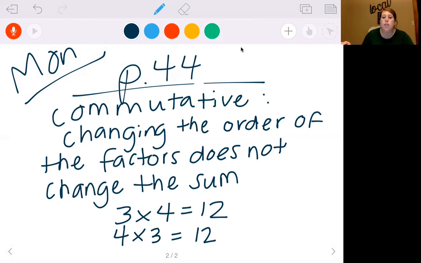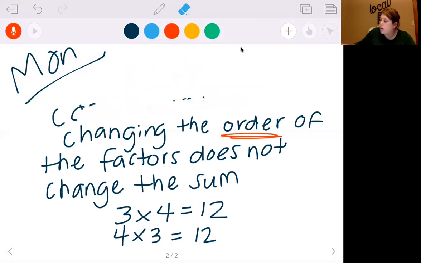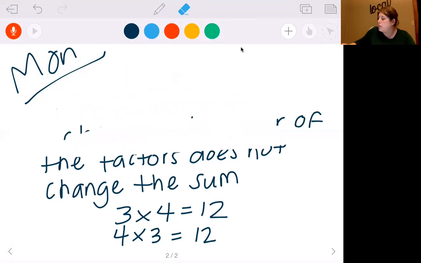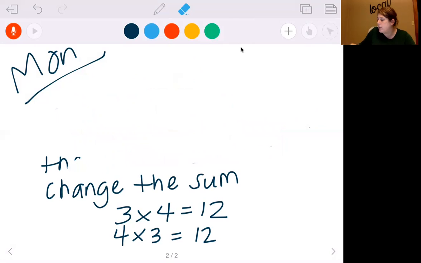I can flip them, just like commutative with addition. The key word I want you to know for this is order. Commutative is always about the order, okay? So this is the first one. I'm going to keep going through and you can pause as you need to write the notes down. That's the great thing about these videos. You can pause, fast forward, or rewind when you need to. Now we're going to go on to the next one. Give me just a second to erase this.